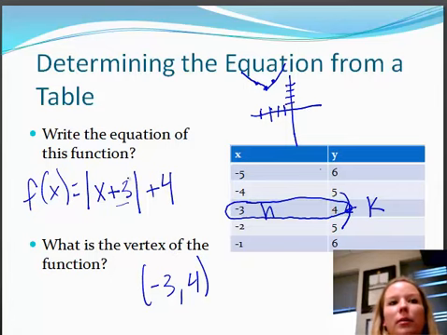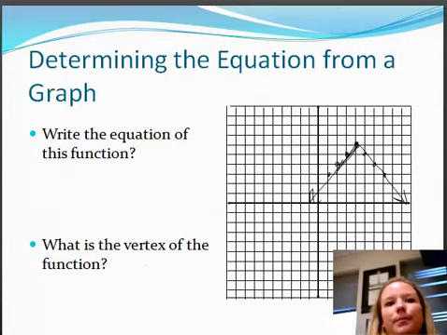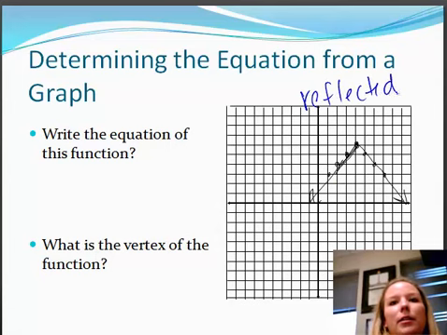Alright? We can also determine the equation from a graph. So say we have this graph. First thing we note, it's upside down, so that means it's been reflected. Alright, we have to add that into our equation so that we don't forget that it's actually going upside down. Then the next thing that you're going to do is determine the vertex from the picture. So if I count over 1, 2, 3, 4, that's 4. 1, 2, 3, 4, 5, 6, that's at 6. My vertex is that point right here.